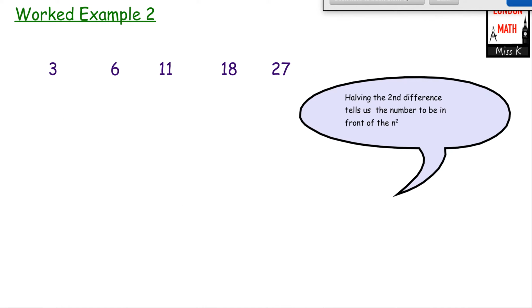Okay, another worked example. You can either pause the video and have a try, or just work through this one and have a look how it's done. So first of all, we want to establish, is this a quadratic sequence? So in order to find out if it's a quadratic sequence, we're going to just check if we have a second difference.